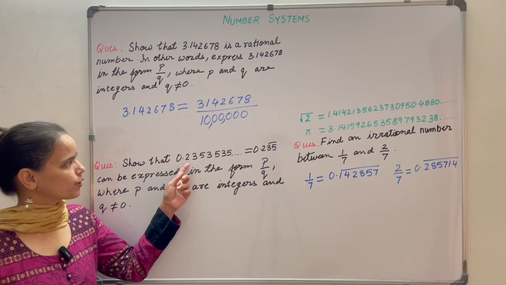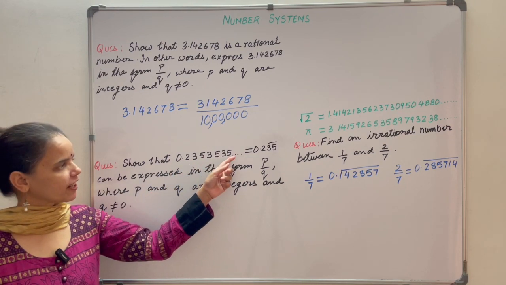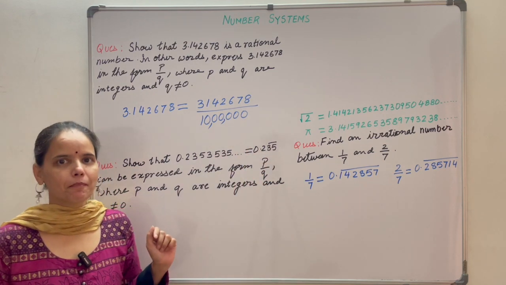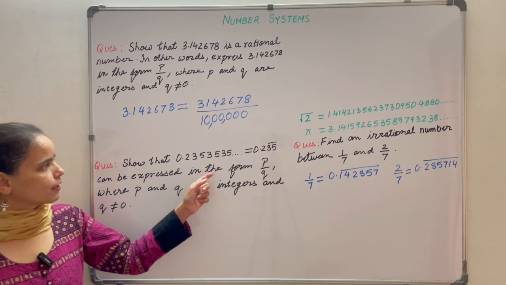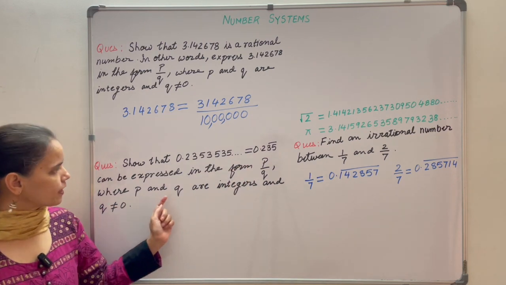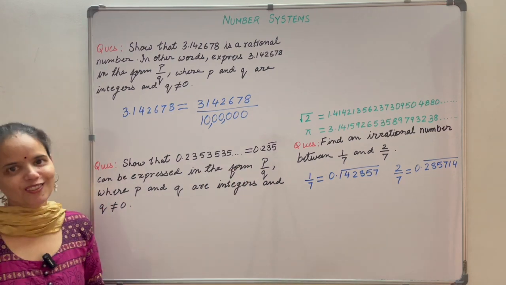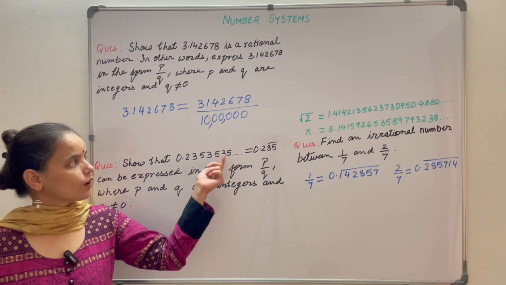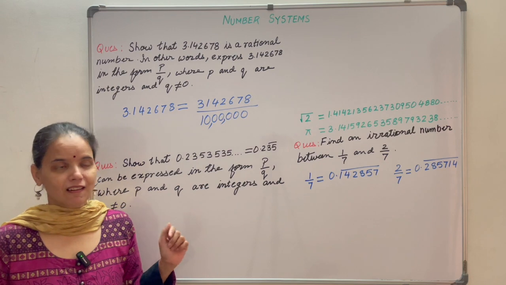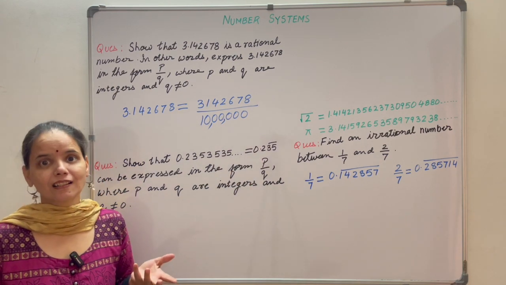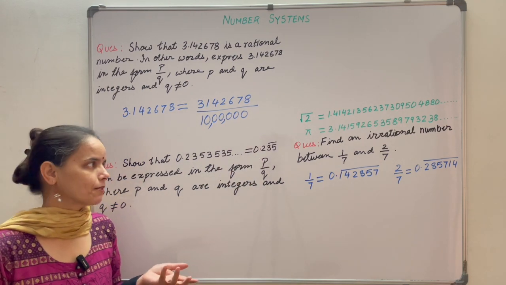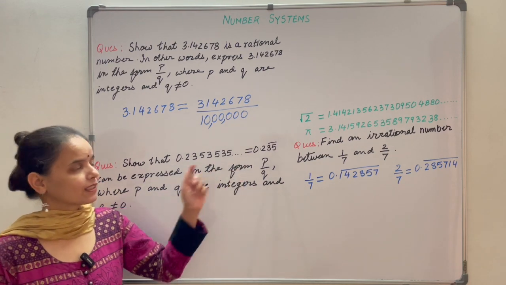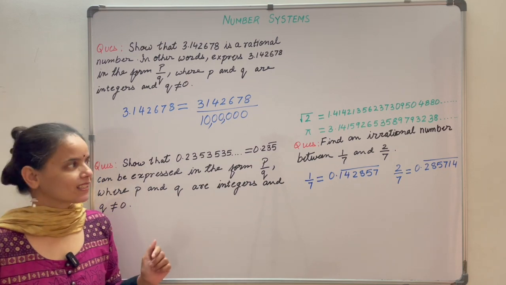Show that 0.2353535 and so on, which is 0.235 with a bar, can be expressed in the form p by q, where p and q are integers and q is not equal to 0. So you can clearly see that this decimal expansion is non-terminating, repeating or recurring. So this is a decimal expansion of a rational number. So that is what they are asking here, to write this in the p by q form. Let us see how to do it.